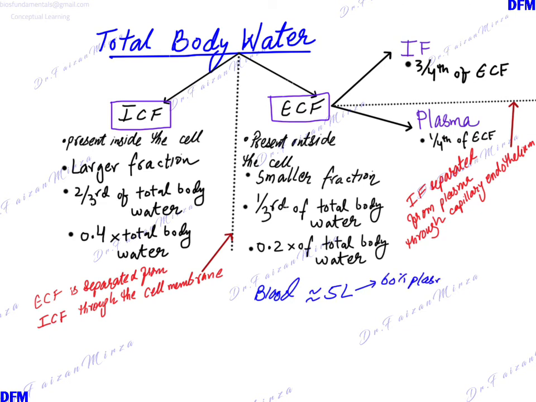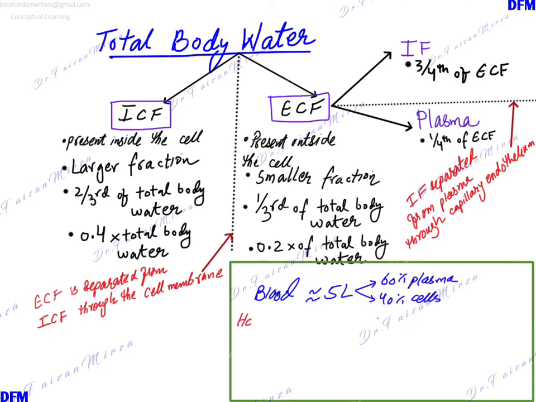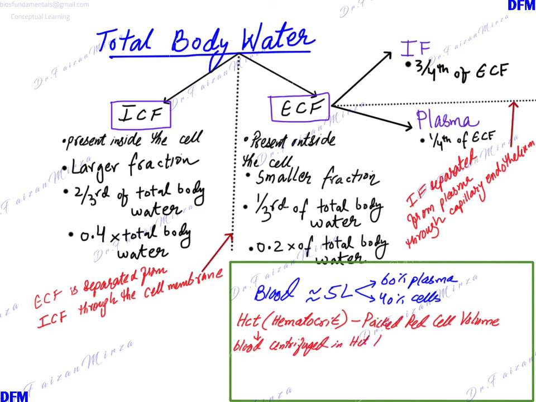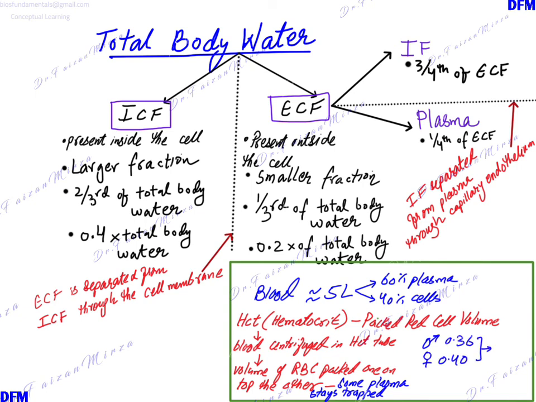The total volume of blood is about 5 liters. 60% of your blood is plasma and 40% is cells. The hematocrit value is basically the packed cell volume. When you centrifuge blood at a high speed in a hematocrit tube, the red blood cells get packed into a compact space. They are packed one on top of the other, but still some of the plasma stays trapped between two red blood cells.